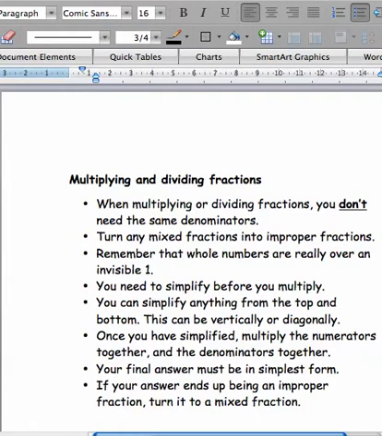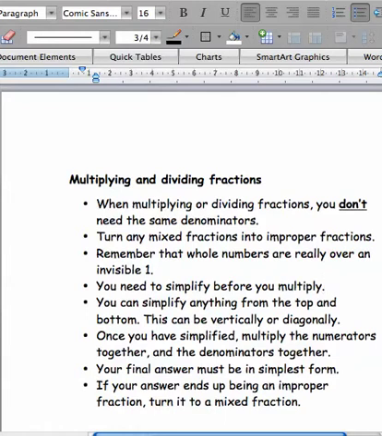Okay, so for this session we'll be multiplying and dividing fractions. Now with dividing fractions, we actually use all the same skills we learned when multiplying fractions, which are these skills here, but there's one thing we have to do when dividing fractions, and we'll look at that when we come to a question with division.